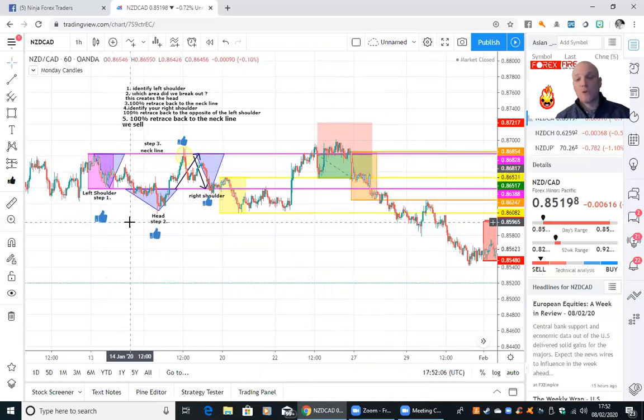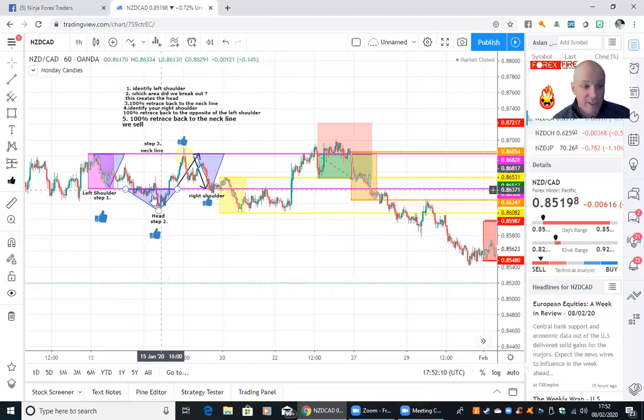From there, you need to know where we broke out of that zone, creating the head. We created a triangle just to visualize this. That's step two. Step three, okay? You wait for the retrace to the neckline. We got that up here.